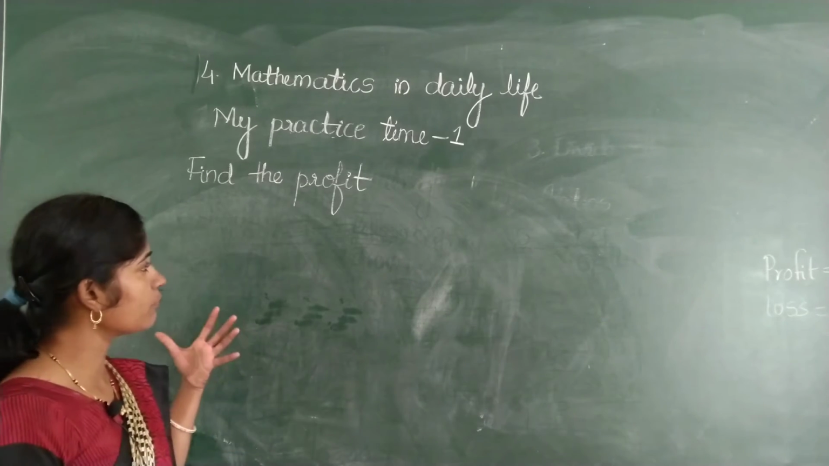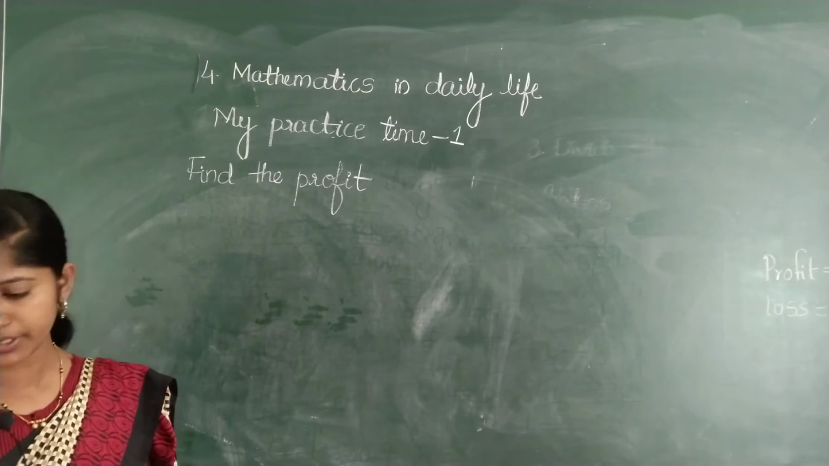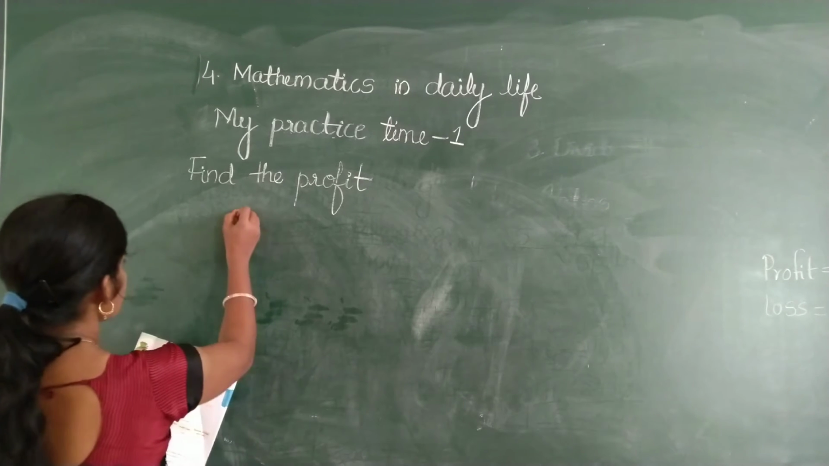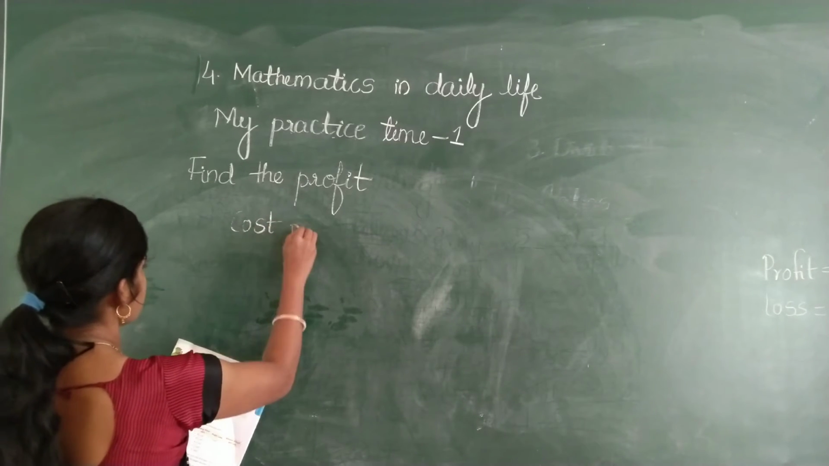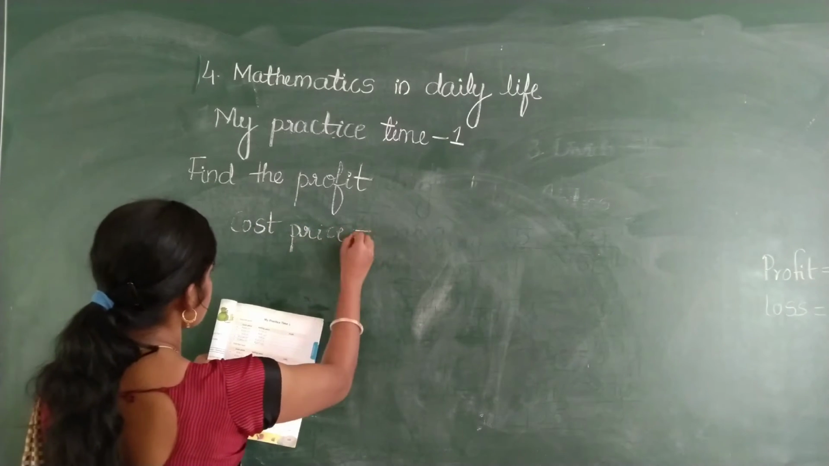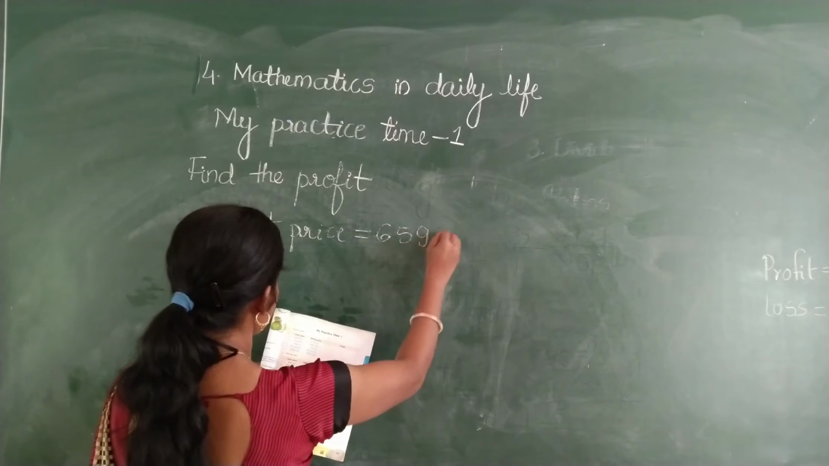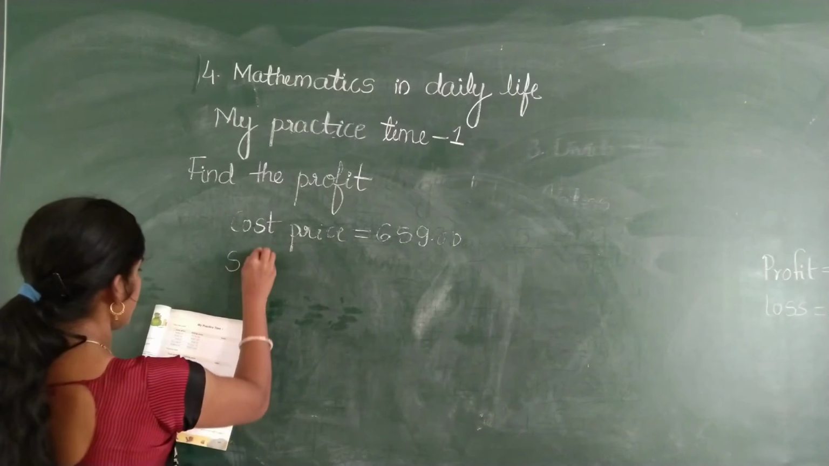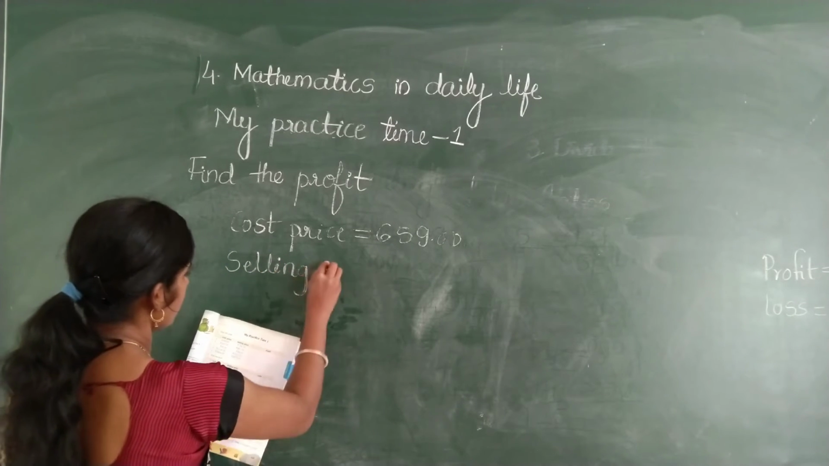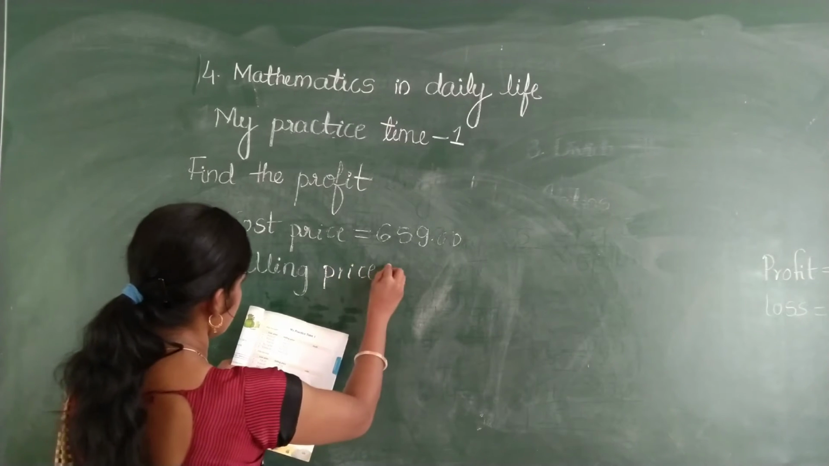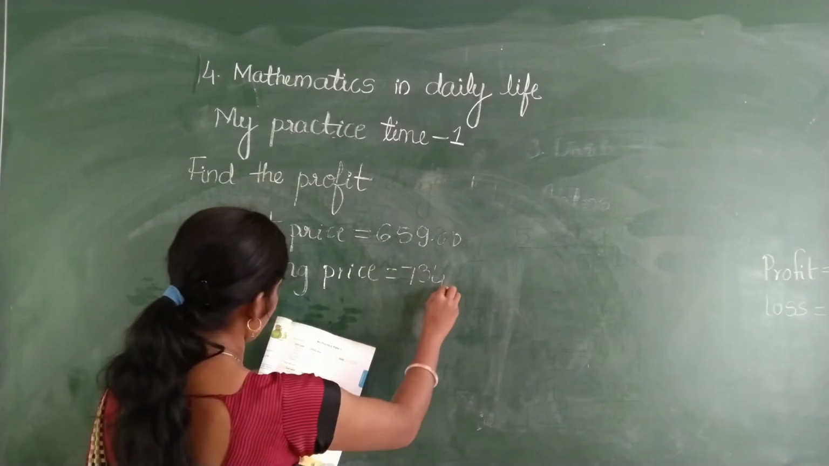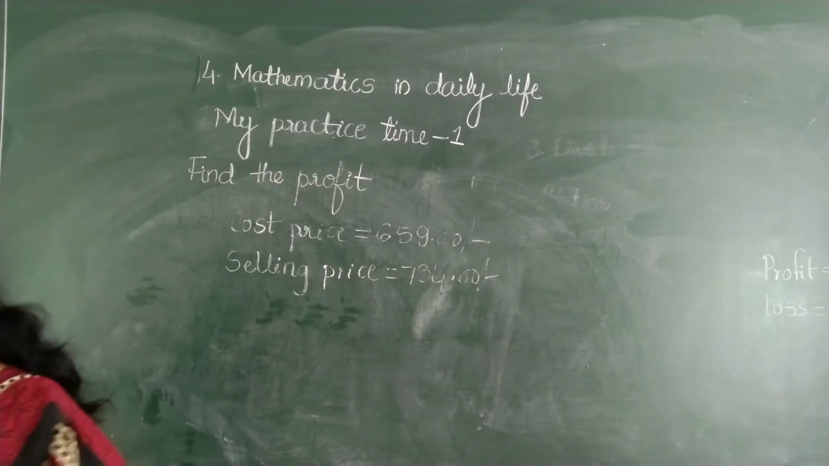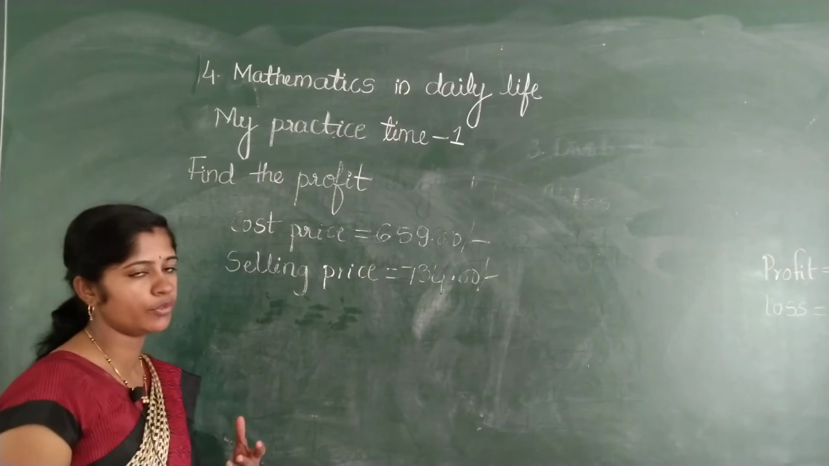And the first question is find the profit. Then what is this profit? See here, profit means, I will take one example. First one, its cost price is 659 rupees. Okay, cost price is 655 rupees and selling price is, okay, selling price is 734 rupees. Then what is its profit? So how do you come to know? Here we are going to find the profit.